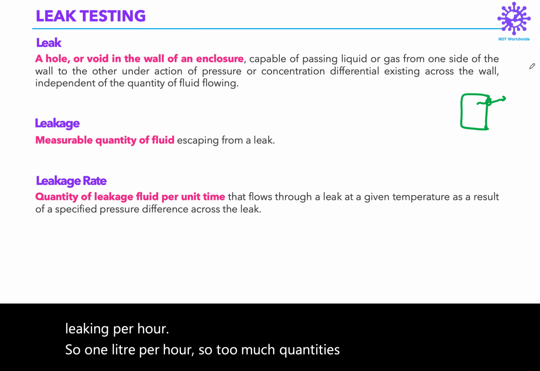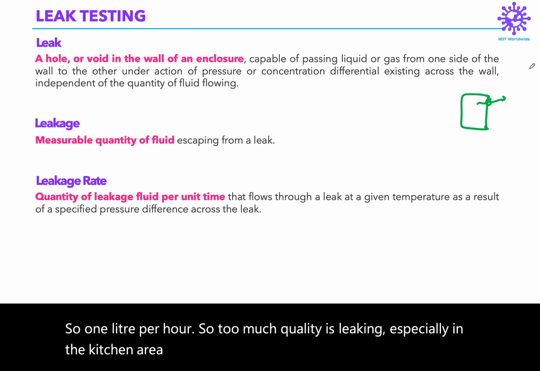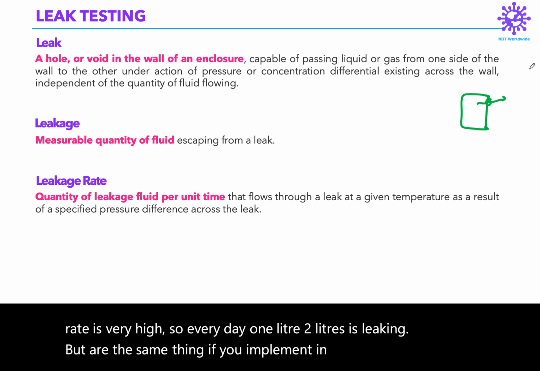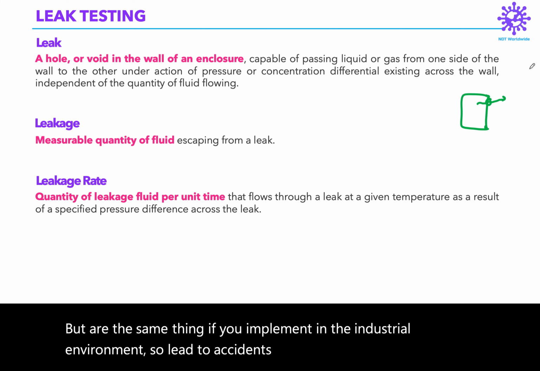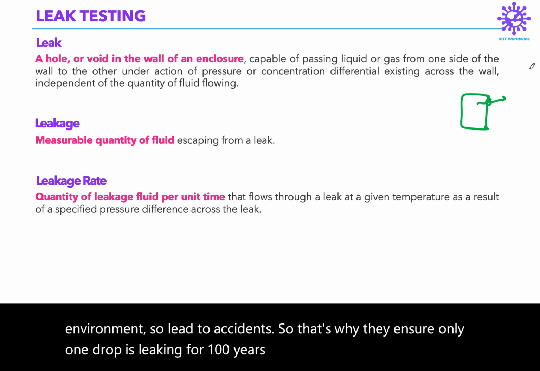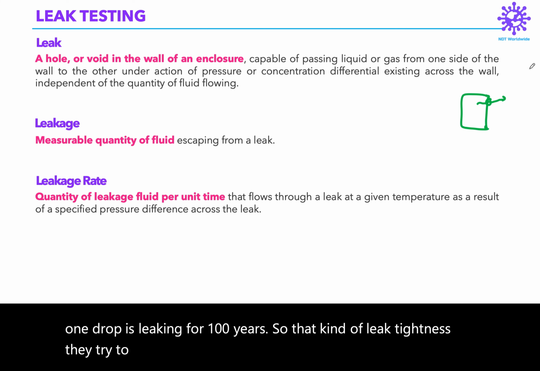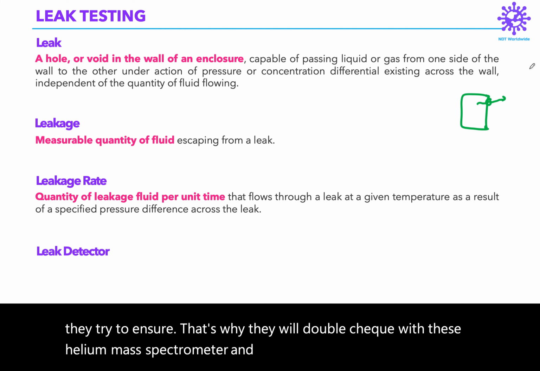leaking, especially in the kitchen and toilet areas. Most of the time the water leakage rate is very high, so every day 1 or 2 liters is leaking. But if the same thing happens in an industrial environment, it leads to accidents. That's why they ensure only one drop is leaking for 100 years. That kind of leak tightness they try to ensure. That's why they double check with the helium mass spectrometer.